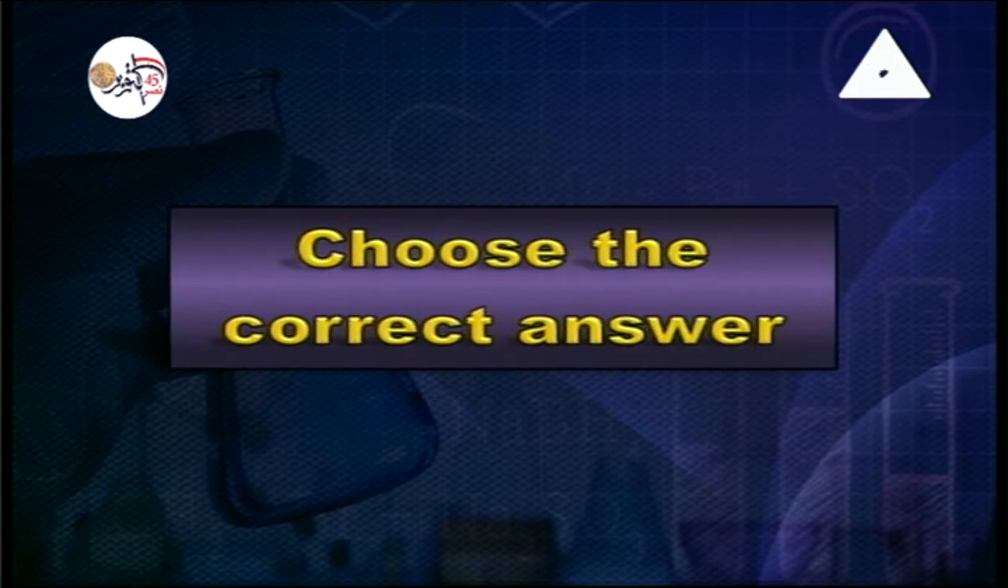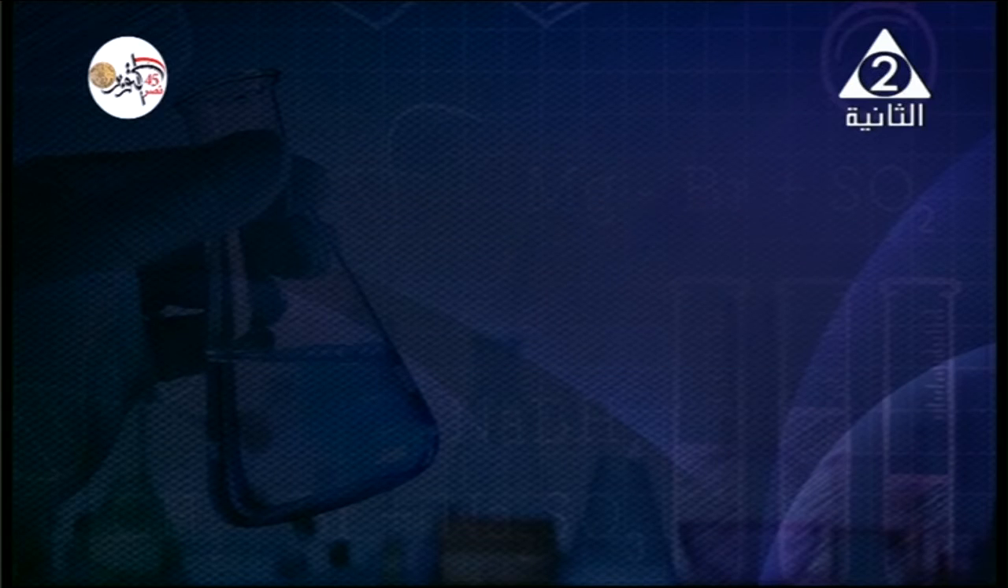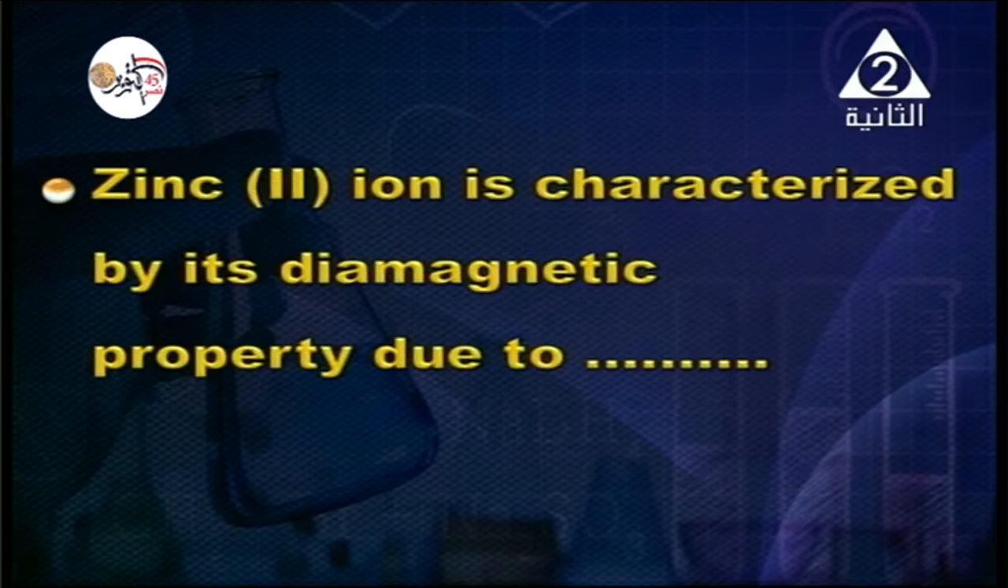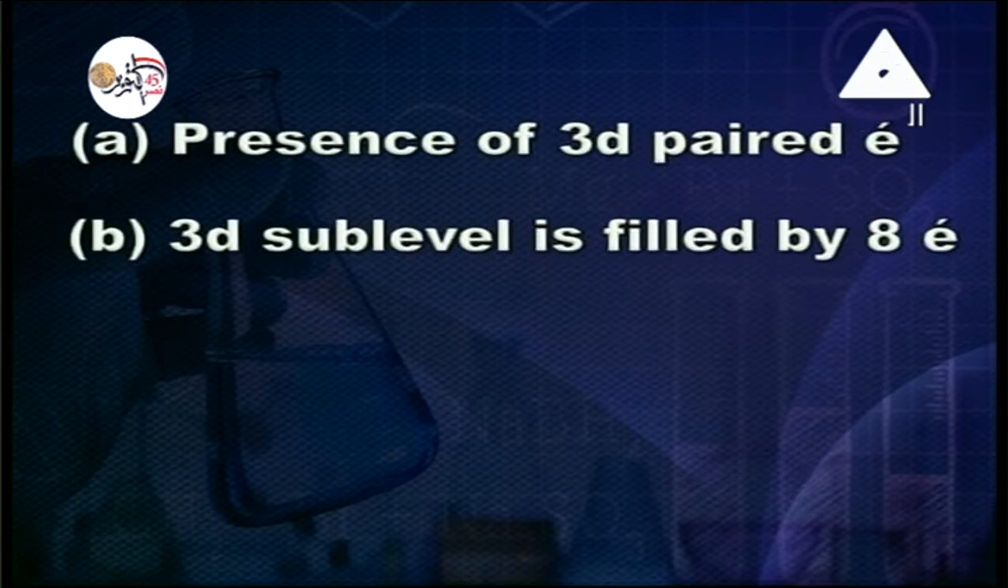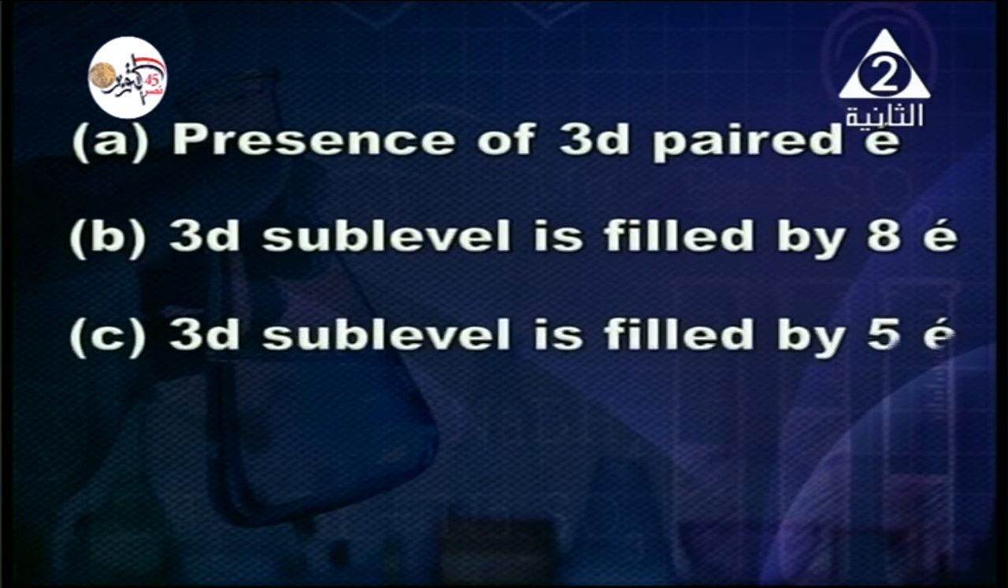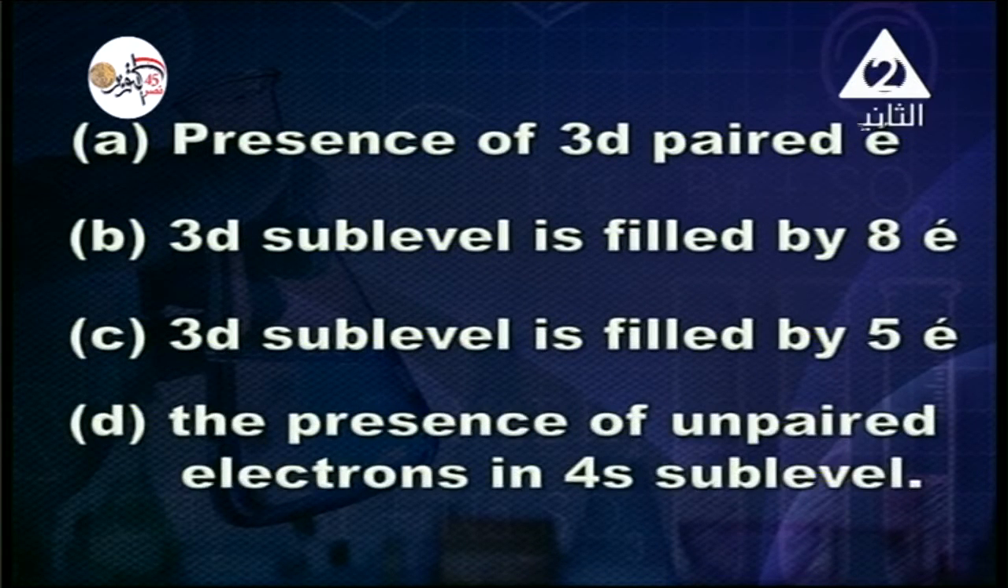Type of question: choose the correct answer. Zinc positive 2 ion is characterized by its diamagnetic property due to what? Presence of 3d paired electrons, 3d sublevel is filled by 8 electrons, 3d sublevel is filled by 5 electrons, the presence of unpaired electrons in 4s sublevel. If you think about it, yes, it will be the presence of 3d paired electrons.